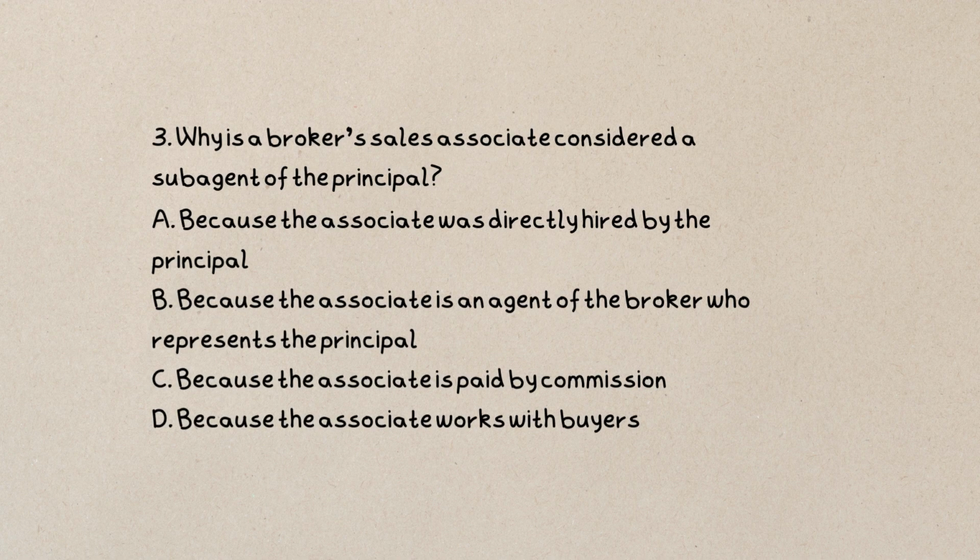3. Why is a broker's sales associate considered a subagent of the principal? A. Because the associate was directly hired by the principal. B. Because the associate is an agent of the broker who represents the principal. C. Because the associate is paid by commission. D. Because the associate works with buyers. The correct answer is B, because the associate is an agent of the broker who represents the principal. Don't forget that the associate is an agent of the broker and the broker is an agent of the principal.